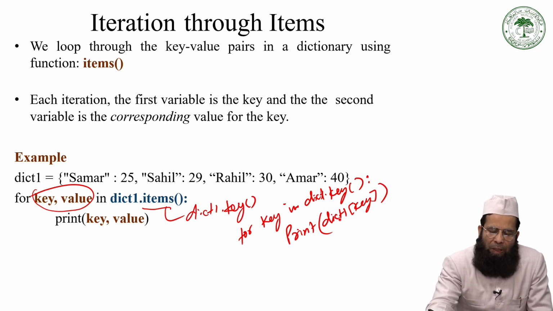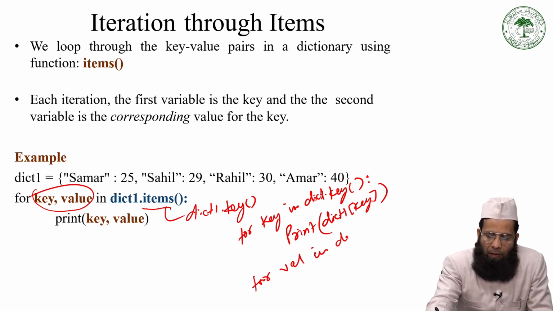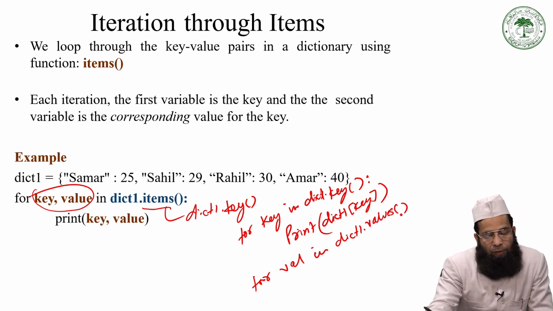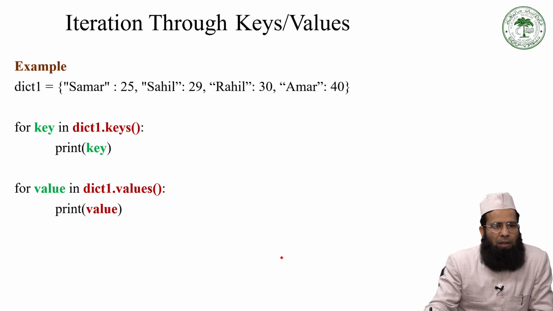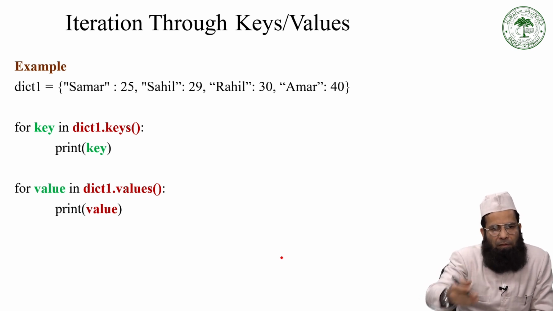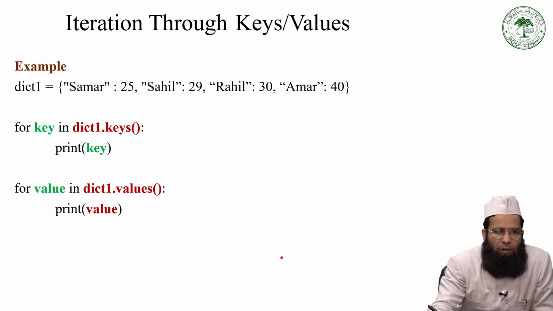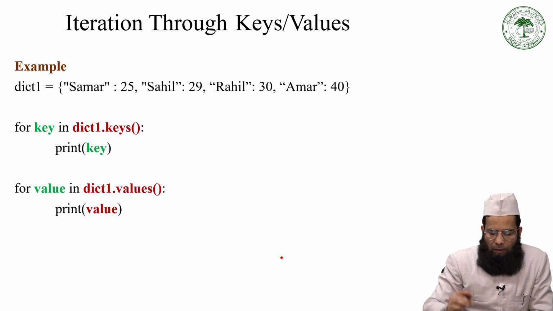Another way is to get the values directly. I will use for val in dict1.values. It would return the values actually, so this variable would contain the individual values. So there are certain ways to iterate through the key-value pairs.